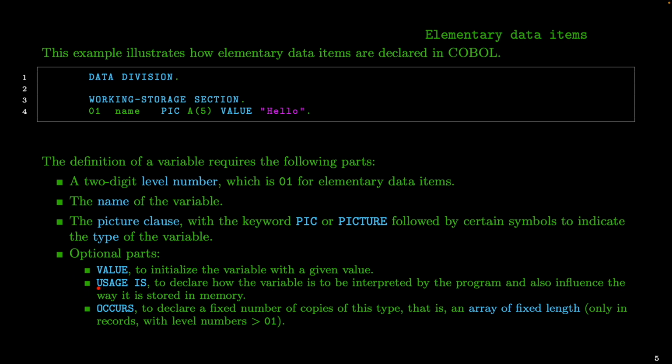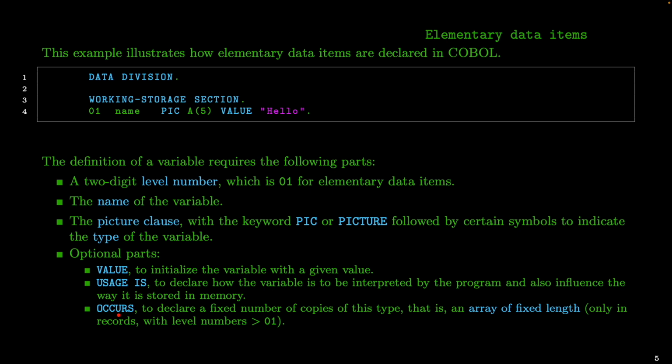Then there's the usage clause. This declares how the variable is to be interpreted by the program. For example, that is important for input and output. And it also influences how the variable is stored in memory.